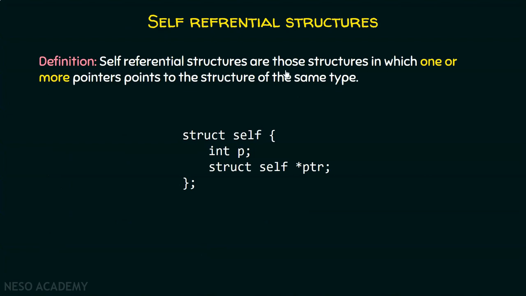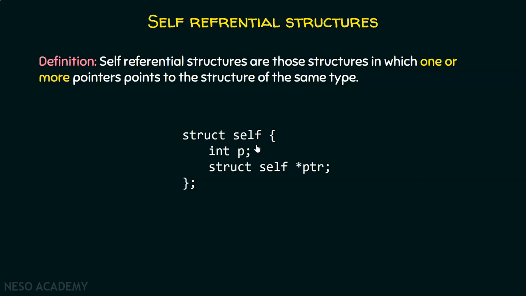Self-referential structures are those structures in which one or more pointers point to the structure of the same type. This is the simple definition. And here you can see an example. struct self is the structure which consists of two members. One is an integer variable p and the other one is a struct self *ptr. This is the pointer to the struct self itself.